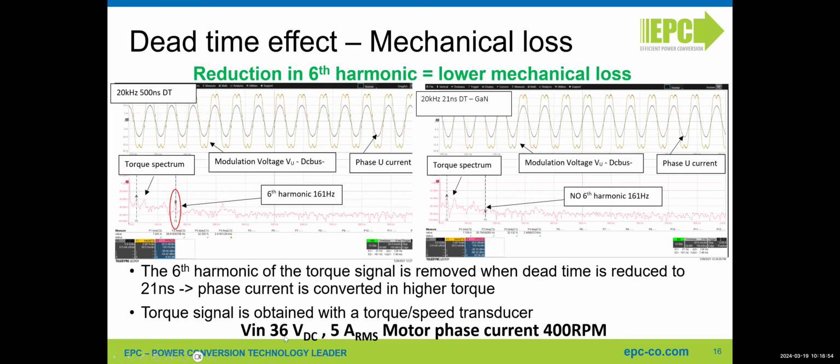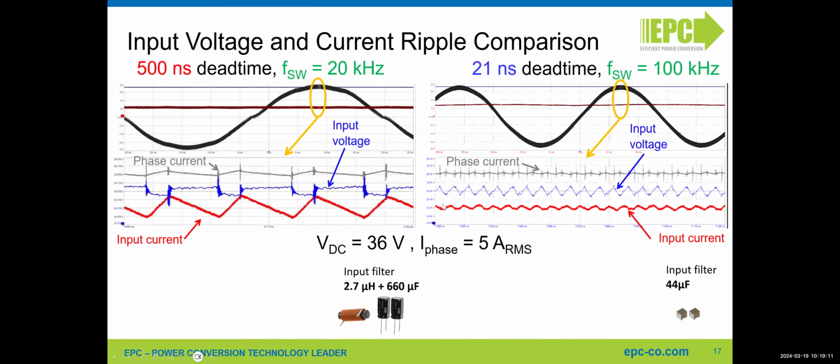That means the same signal, the same current, has more spectral components at low frequency. That means it is really making the motor move. Looking at the differences clearly from the input voltage, input current, and output current.